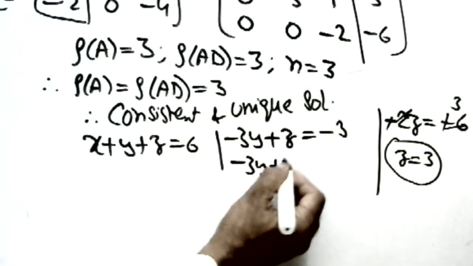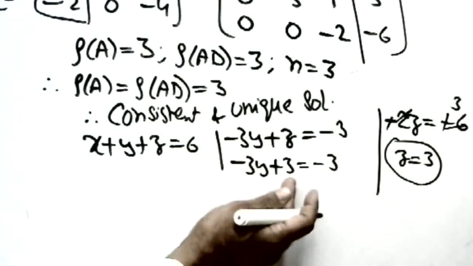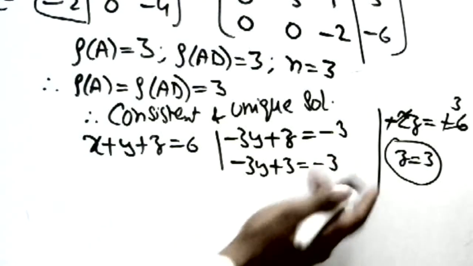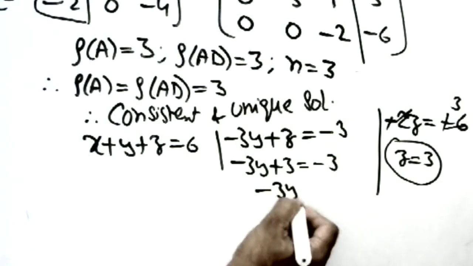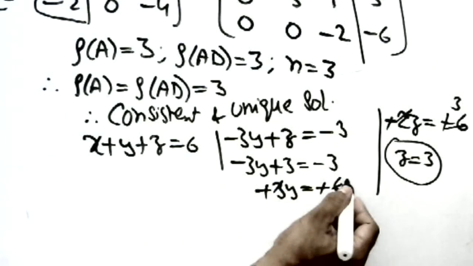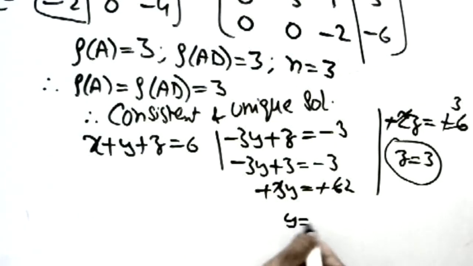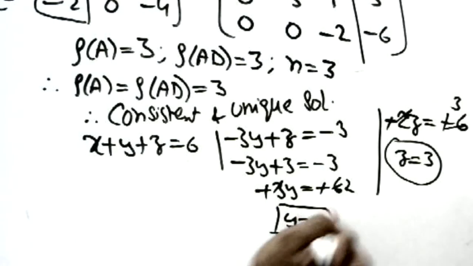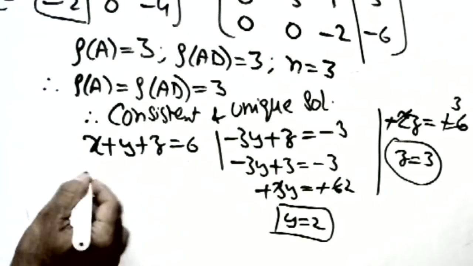Now put z here, minus 3y plus 3 equals minus 3. Bring this 3 here, minus 3 minus 3 is minus 6. Minus 3y equals minus 6. Minus minus cancel. 3 ones are 3, 3 twos are 6. So y equals 2. So we got y and z.